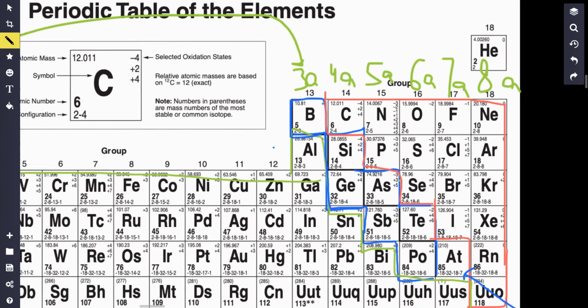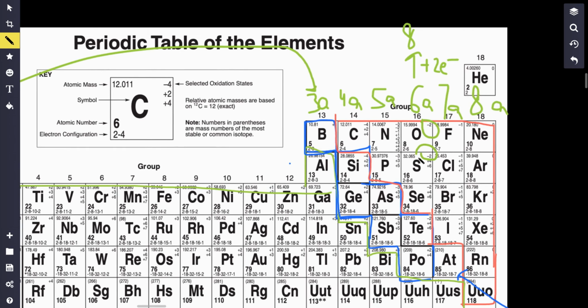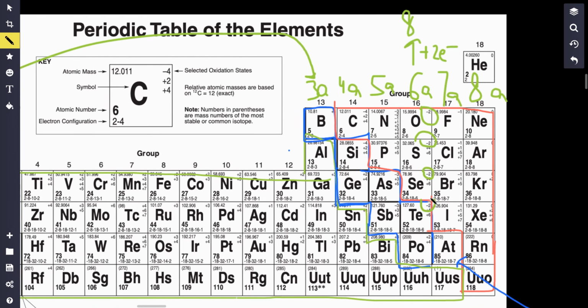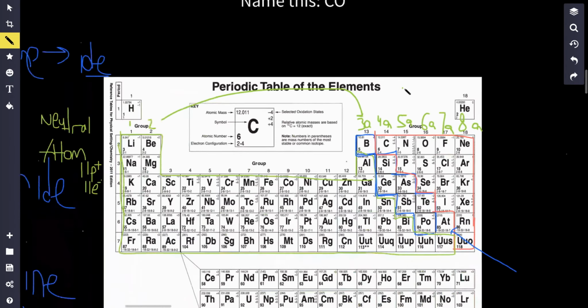If I were to take a look at group 6A, I have 6 valence electrons. So if I want to get to 8 valence electrons, I have to gain 2 electrons. If I gain 2 negative charges, I have a -2 charge overall. I'm a -2 anion, and so on. So you see the trend.